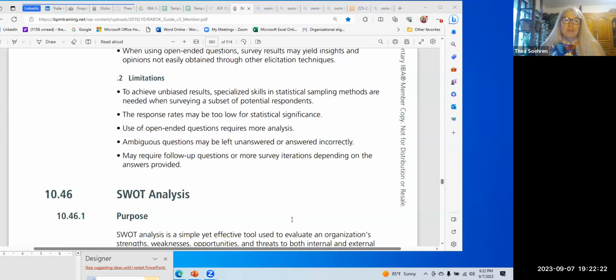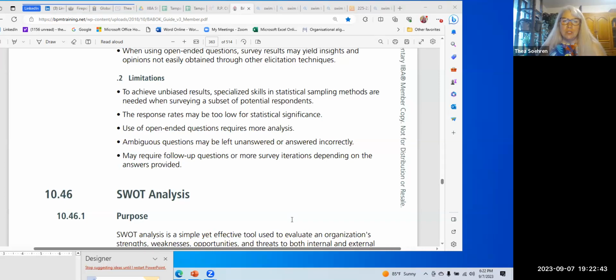Limitations. To achieve unbiased results, specialized skill in statistical sampling methods is needed when surveying a subset of potential respondents. The response rate may be too low for statistical significance. Once again, if you send out 100 surveys and only 3 people respond, is it really worth it?